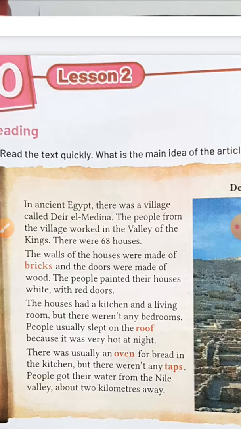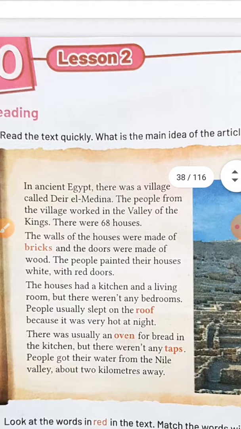Okay, and as you see, the word bricks is highlighted. What is the meaning of bricks? Bricks are square or rectangle shapes, and most of the time they are red or gray, from which we build walls. So any wall is made of bricks. We use bricks to build walls, okay? The walls of the houses were made of bricks and the doors were made of wood.